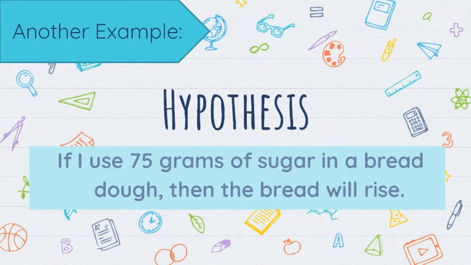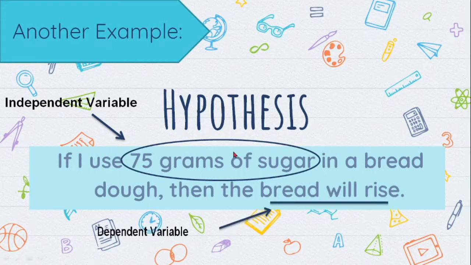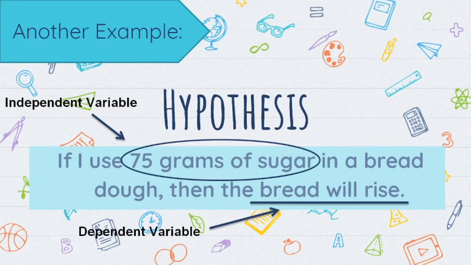Another example: if I use 75 grams of sugar in a bread dough, then the bread will rise. Which one is the independent variable and which one is the dependent variable in this hypothesis? Our independent variable is 75 grams of sugar, because we are going to manipulate or change the amount of sugar. The factor that we want to observe after adding 75 grams of sugar is the dependent variable, which is the height of the bread.